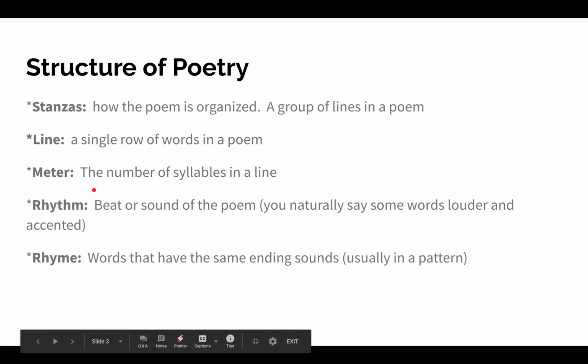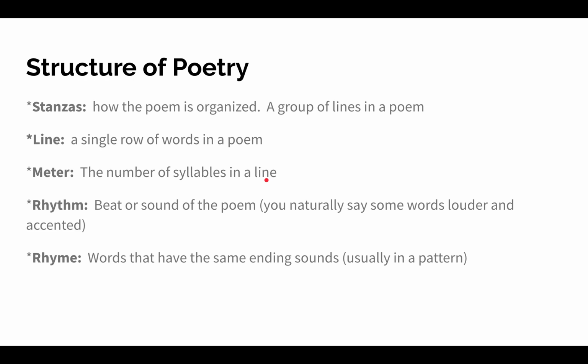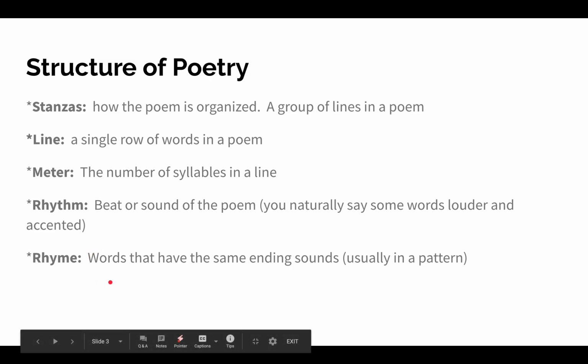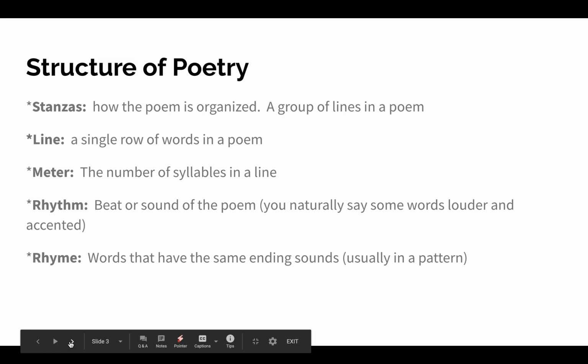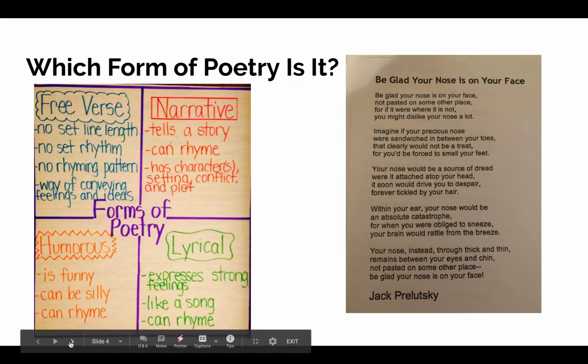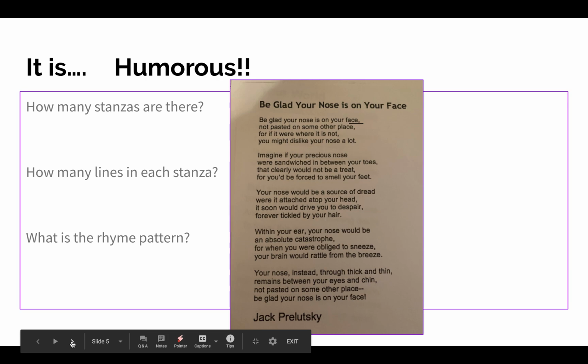So now if I look back at meter, the number of syllables in a line. The meter is kind of like how it sounds when you're reading it. Okay, how many syllables are in the line? Those have to match, not just the words. The rhythm is kind of the sound that it makes while you're talking. You naturally are going to say some words louder and more accented. A rhyme, you know what a rhyme is, which we just talked about the pattern. So let's look at the next poem that we have.